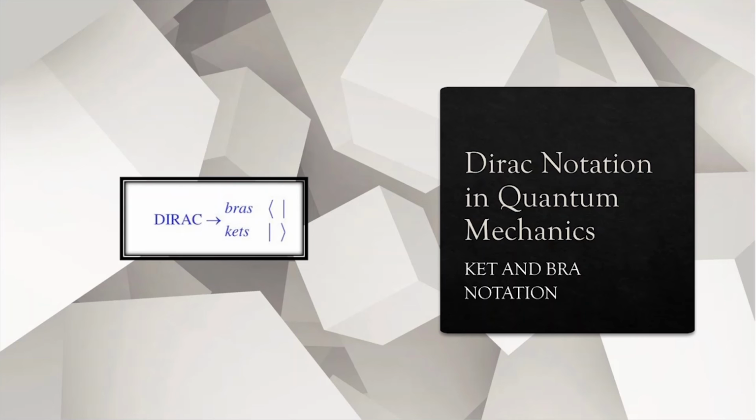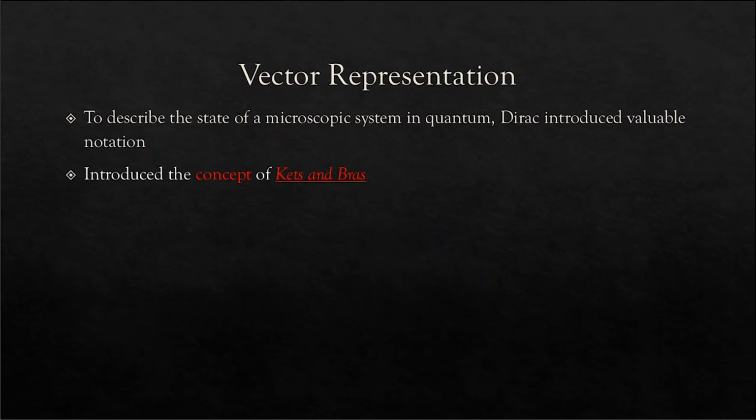Hello everyone, in this lecture we will read about Dirac notation in quantum mechanics. So let's begin our session, starting with the introduction part. Why do we need Dirac notation? It is needed to describe the state of a microscopic system in quantum.